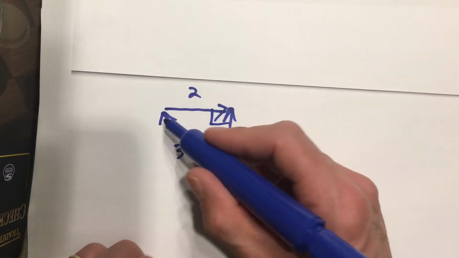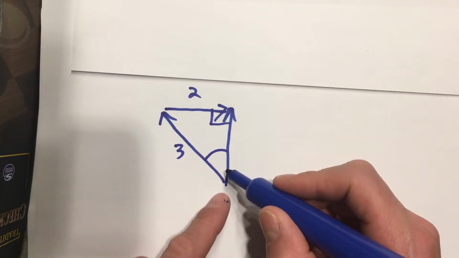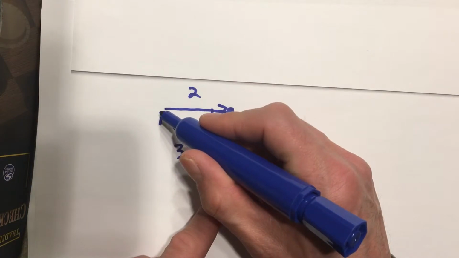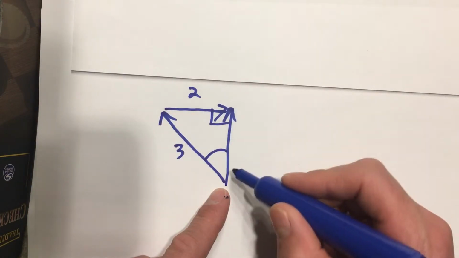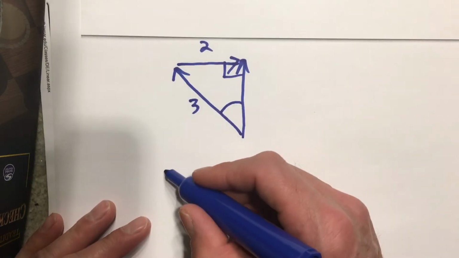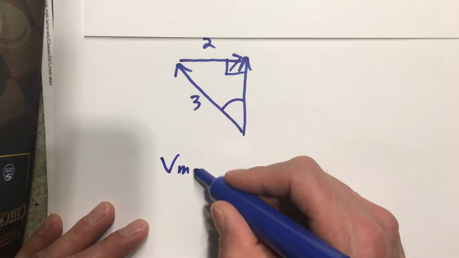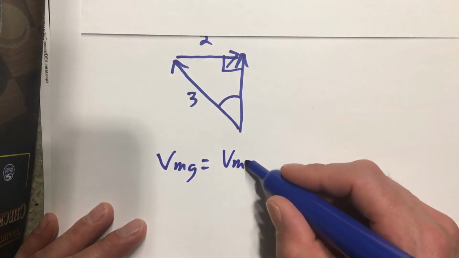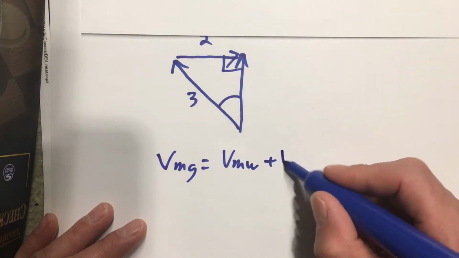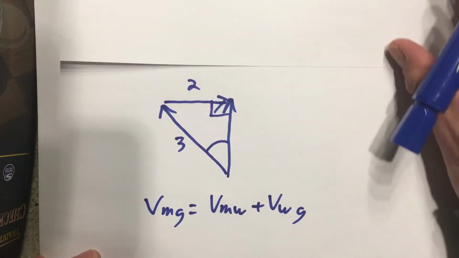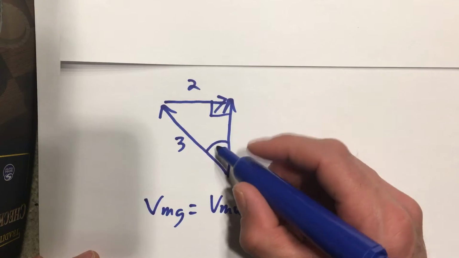Just be very careful about going tip to tail, and understand you must add the motion of you with respect to the water plus the water with respect to the ground to get the motion of you with respect to the ground. Or the notation I've used to write that out is the velocity of the man with respect to the ground is the velocity of the man with respect to the water plus the velocity of the water with respect to the ground. And this is actually a real easy trig problem.